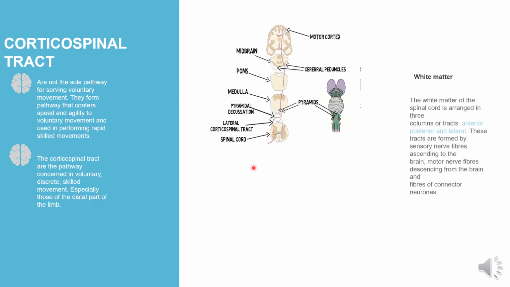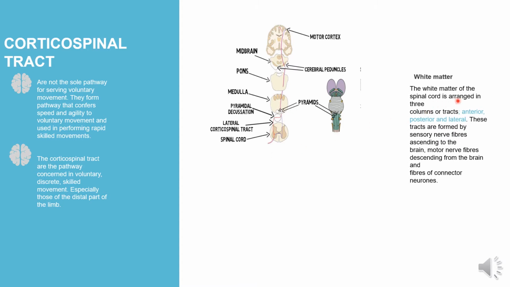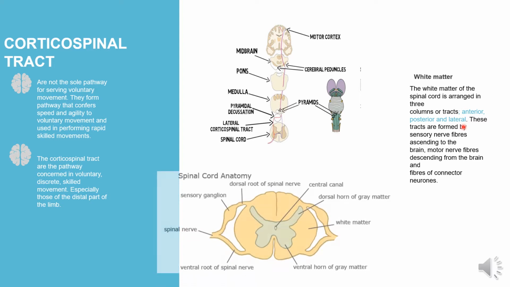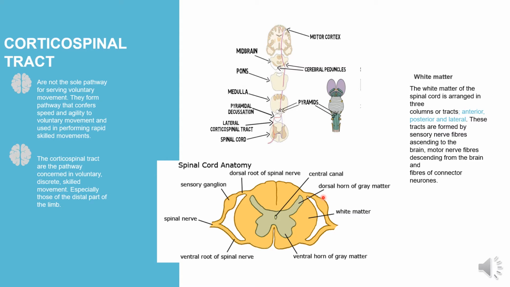So we have white matter. What is the white matter? The white matter of the spinal cord is arranged in three columns or tracts. We have the anterior, the posterior, and the lateral. These tracts are formed by sensory nerve fibers ascending to the brain, motor nerve fibers descending from the brain, and the fibers of connector neurons. So this is the spinal cord anatomy. We can see the yellow one is the white matter, while this is the ventral horn of gray matter, and this is the dorsal horn of the gray matter. It's important for us to remember this because this will be used in the corticospinal tract.